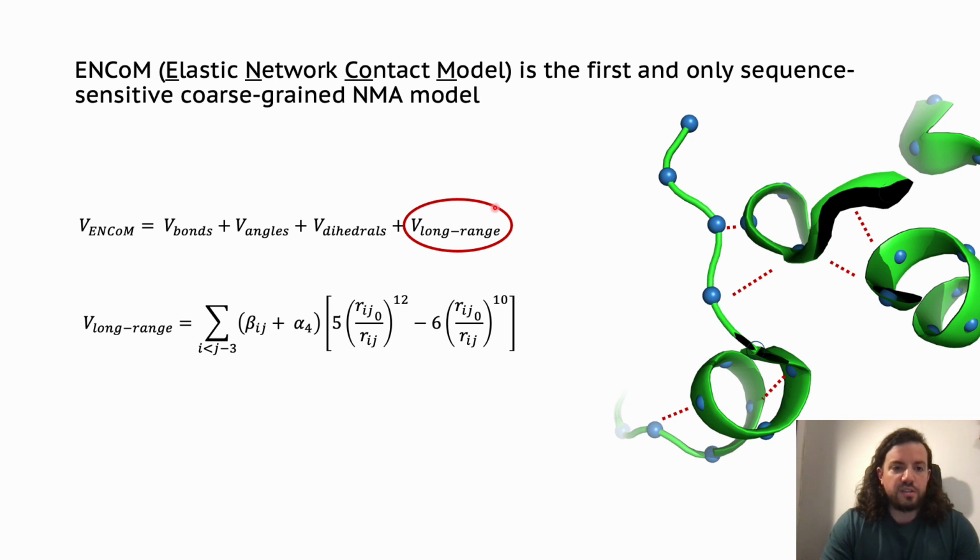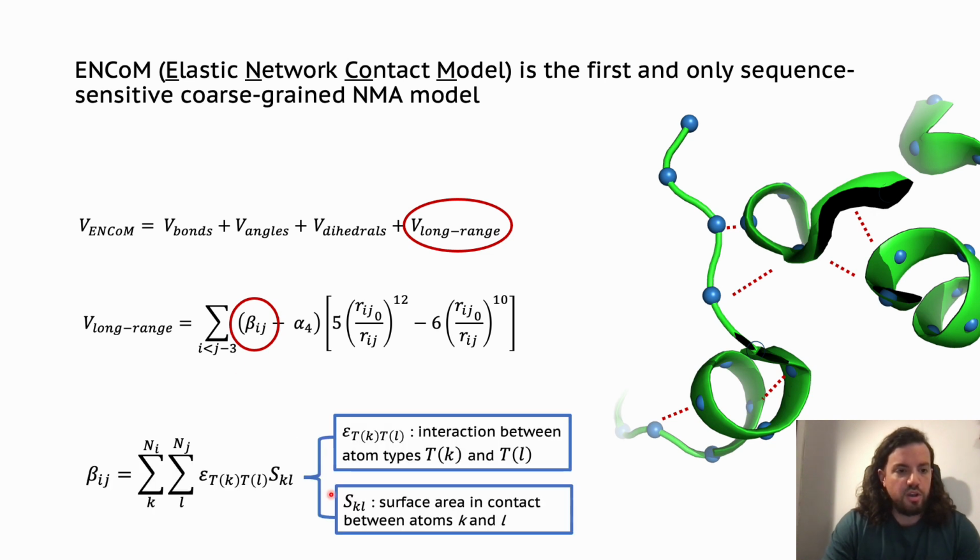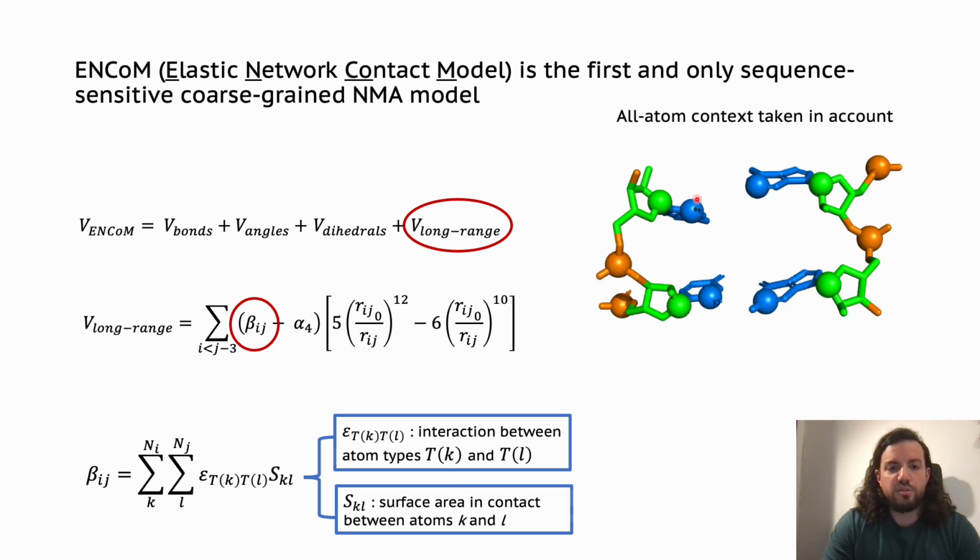And it's in this long-range potential that the sequence sensitivity comes from. It's actually from this beta IJ term, which is the interaction between complementary atom types, and it's at the all atom level, and it gets computed from the surface area in contact between atoms. So for example, in the case of RNA, we have 3 masses per nucleotide, but the all atom context is still taken into account, so the H bonds can be recapitulated, and the stacking also.